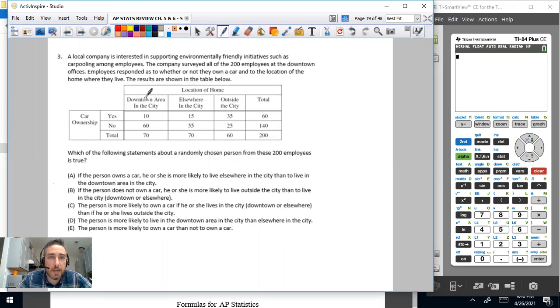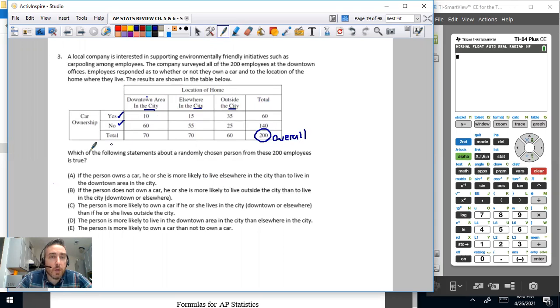So we have the table: downtown area in the city, elsewhere in the city, and outside of the city. And we have car ownership. So we have a yes and we have a no, and we have all the individual numbers and the totals and the overall total. So this is the overall.